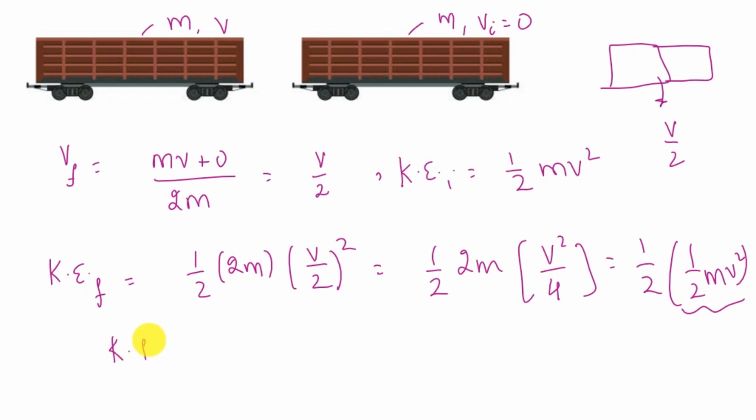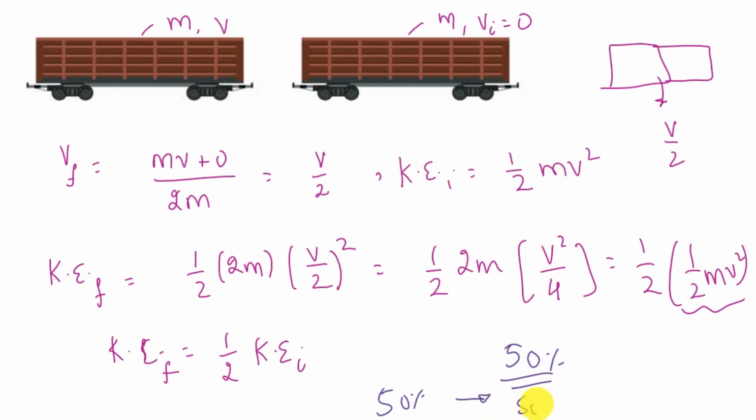So the final kinetic energy is half of the initial kinetic energy. That means exactly half of the kinetic energy is lost during the collision. So precisely we can say that only 50% of the kinetic energy is left after collision, and the rest 50% of the kinetic energy is lost as sound energy and heat energy. Some of the kinetic energy is lost in deforming the shape of the two cars.